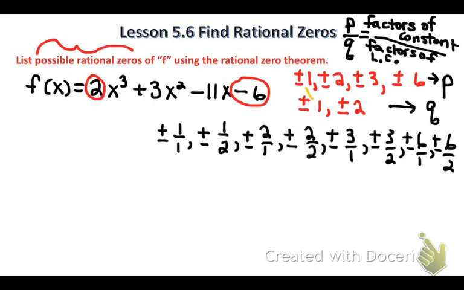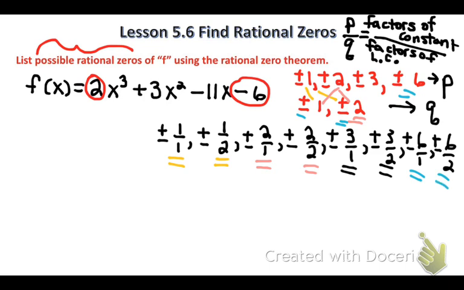I have 1 over 1, and then 1 over 2, then I went over to the 2 over 1, 2 over 2, we have 3 over 1, and 3 over 2, and then we did the same thing with our 6. 6 over 1, 6 over 2.